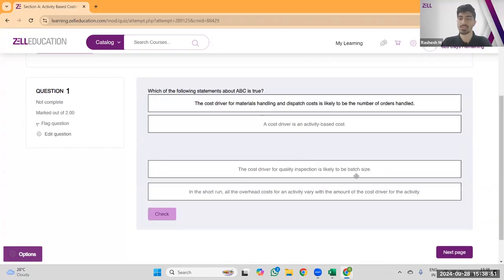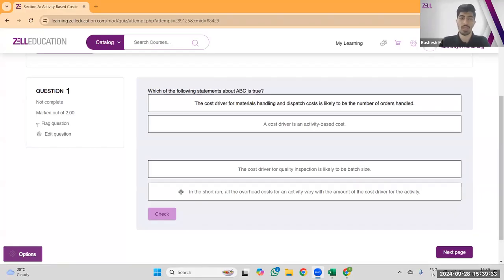Cost driver for quality inspection is likely to be batch size. False. Would that be a good cost driver? No. The cost driver would be the number of inspections conducted. Number of inspections, number of batches, because every batch needs to be inspected once. Or number of inspections directly. That would be a better cost driver. Okay, so this is false, because whether the batch size is 500 or 50, I'll still have to do an inspection.